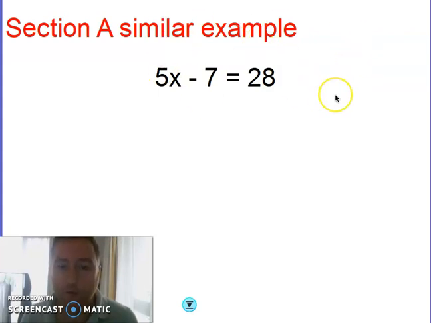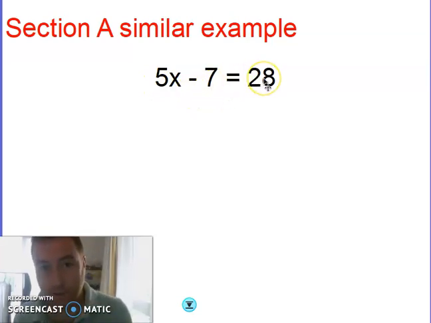We'll start off with a basic solving equation. Now this is a two-step solving equation because we have to do a couple of things. I've got 5 lots of x, and x, we don't know what it is yet. We want to find it out. So 5 lots of x, then I take away 7, and the answer is 28.